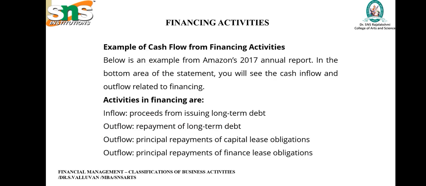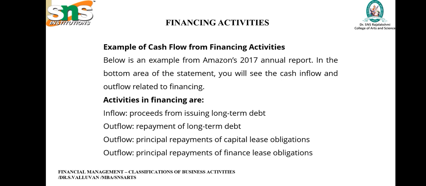This slide shows an example of cash flow from financing activities. Below is an example from Amazon's 2017 annual report. In the bottom area of the statement, you will see the cash inflow and outflow related to financing. See the activities in the financing. So as we saw in the last slide, see proceeds from issuing of long-term debt. This company is raising funds through debt.